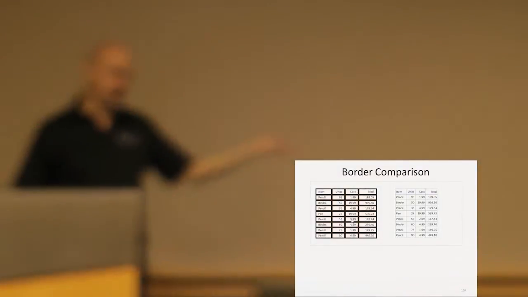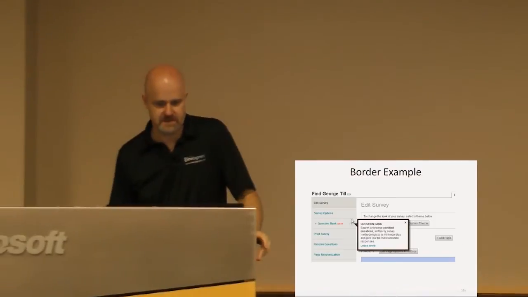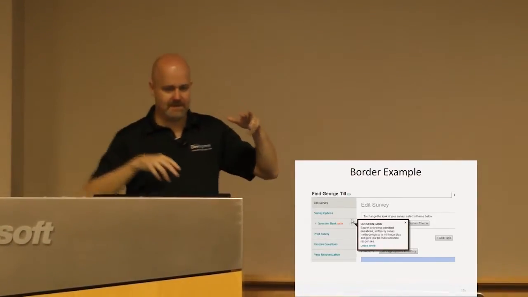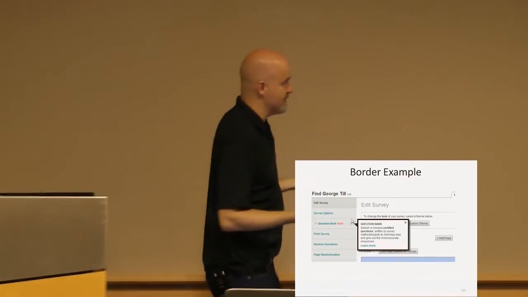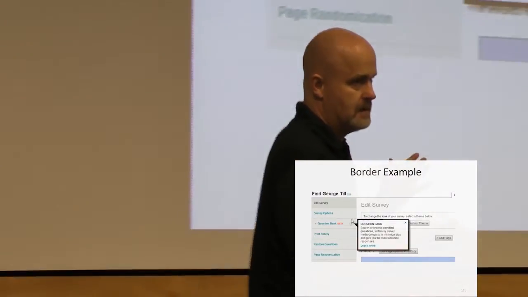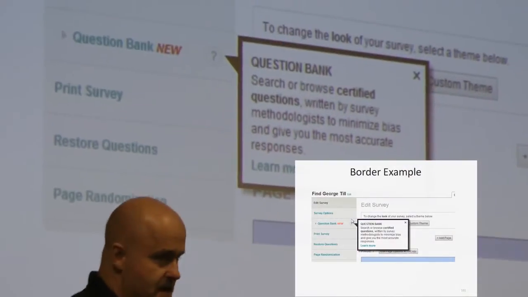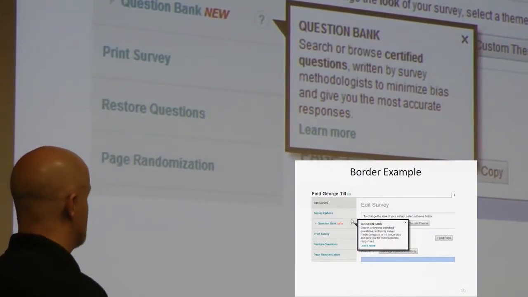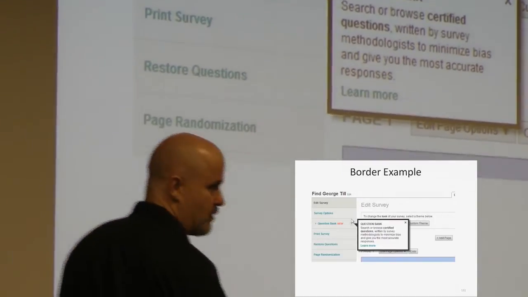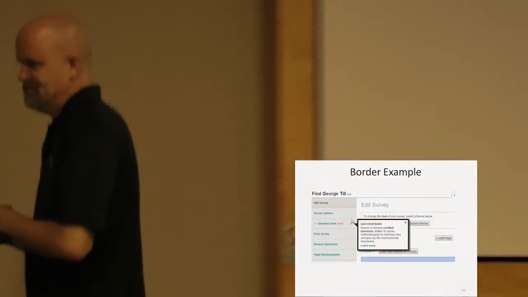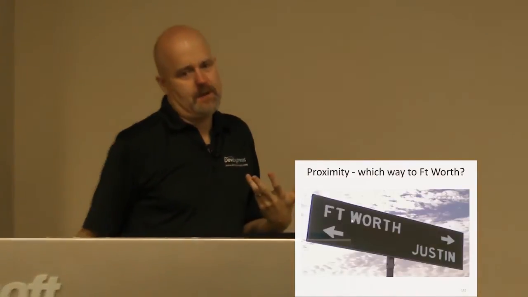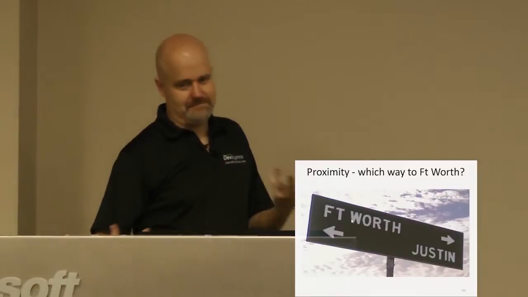So border thickness. Border thickness should be thin unless there's a compelling reason to make it fat. Here's an example on, I think, SurveyMonkey or something like that, where discoverability is fine, but the contrast of the border and the thickness of the border are wrong. The border needs to be thinner, or it needs to drop the contrast down, because it's fighting for the attention against all that important information that's on screen. Okay, proximity. Which way to Fort Worth?